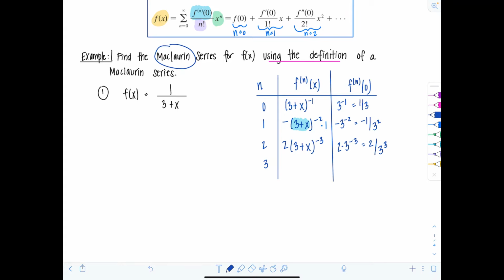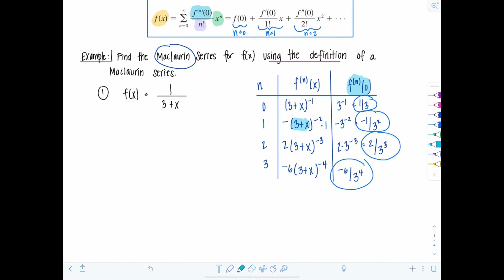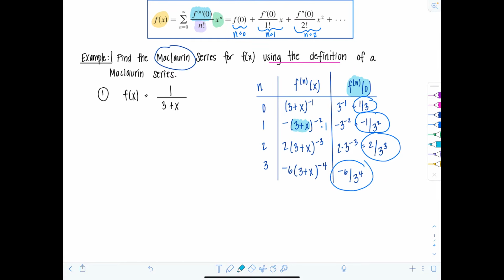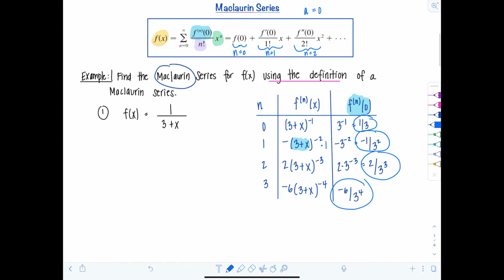So if I take the third derivative, then I'm going to have negative 6 times 3 plus x to the negative fourth. So if I substitute in 0 for x, this is just going to be negative 6 over 3 to the fourth. All right, very nice. Now all of these values here, 1, 2, 3, 4, these are the nth derivatives at 0. So this is just one of the 3 parts of each of the terms. Remember, I highlighted in blue here, the nth derivative at 0.